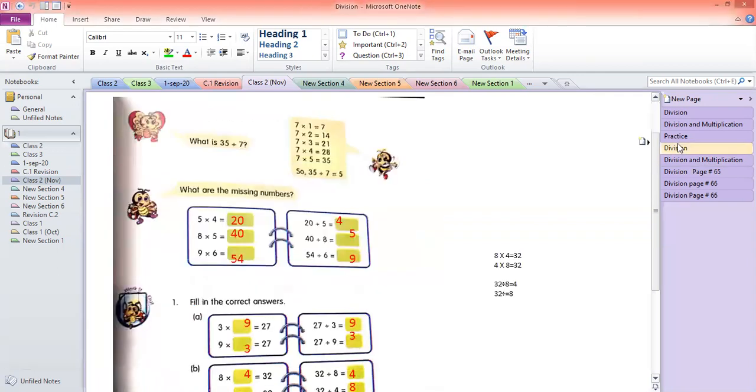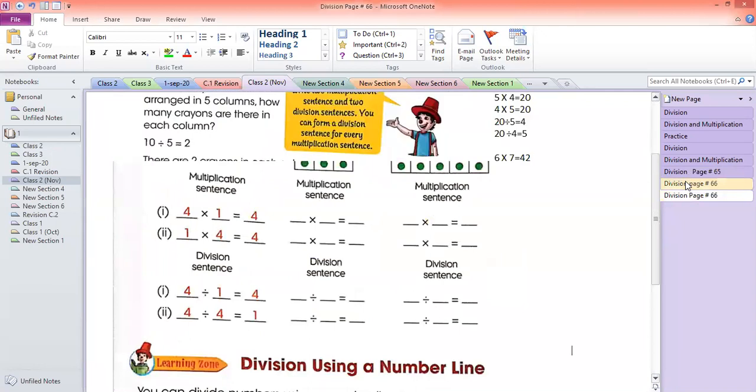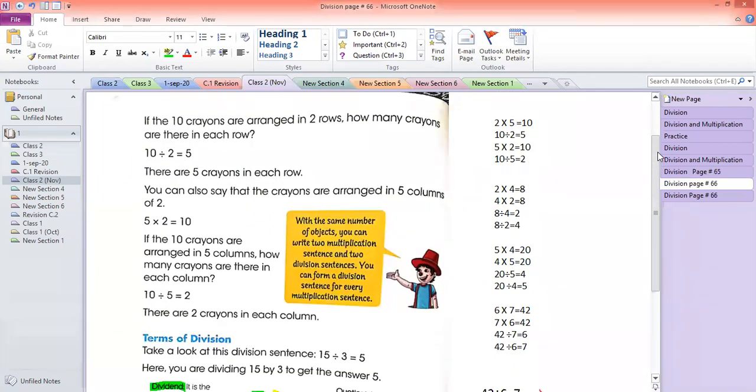So you have practiced now for the division, and you know the terms of the division, guys. You know the dividend, the divisor, and the quotient. And you are able to make multiplication sentences and division sentences from the same number of objects. If I give you the same number of objects, you can make a multiplication sentence and a division sentence. Right?